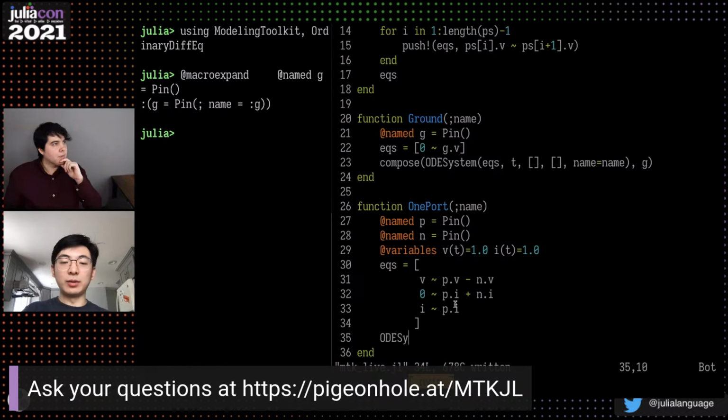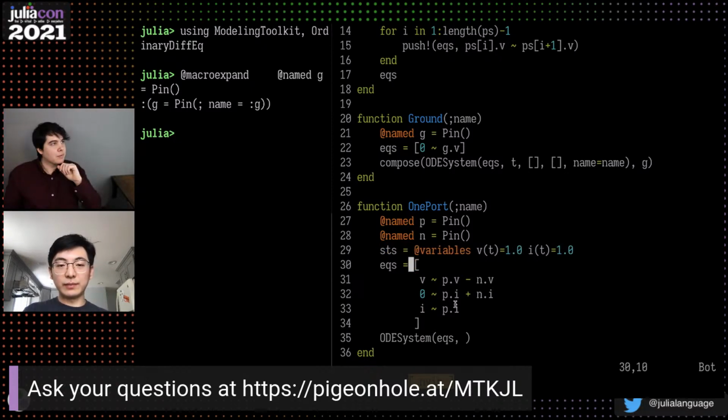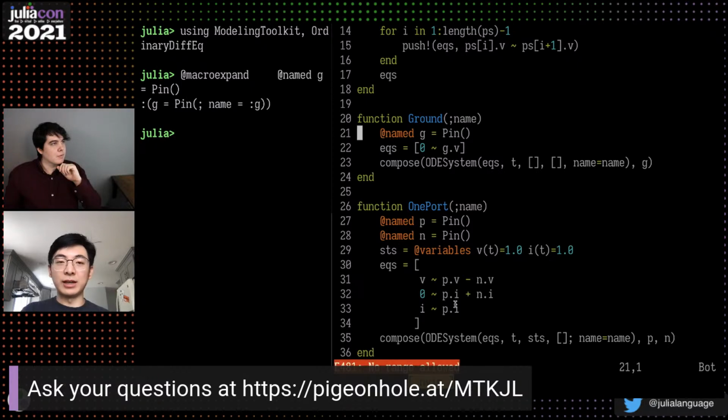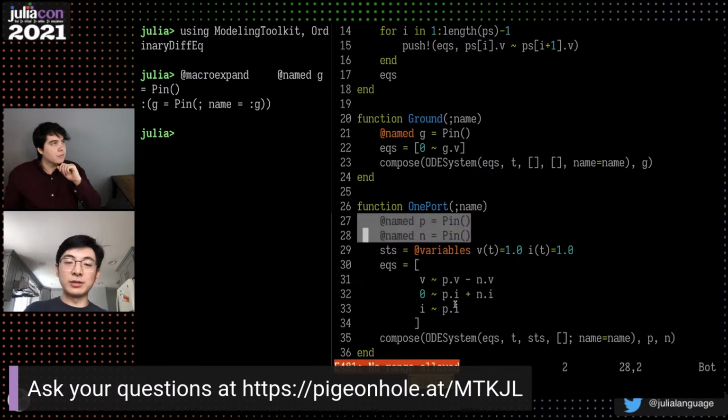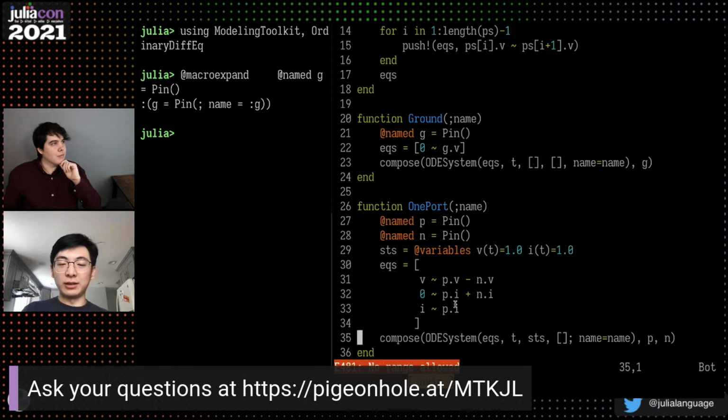And then we return the ODE system with the equations, states. And then no parameters. Oh, right. Independent variable, states, and the parameters. Of course, the name. And then don't forget to compose the positive pin and the negative pin. So basically the same reasoning as the ground. One port contains 2 pins, so these are the 2 subsystems.